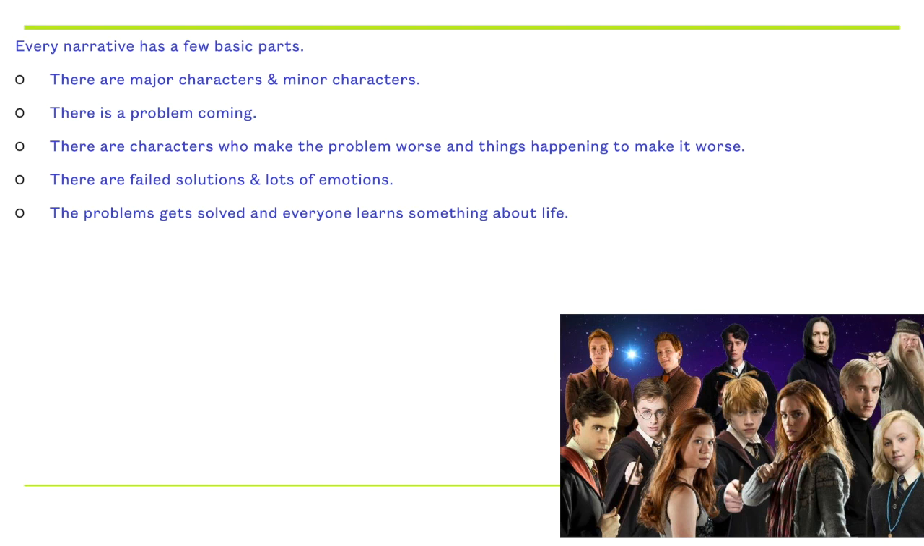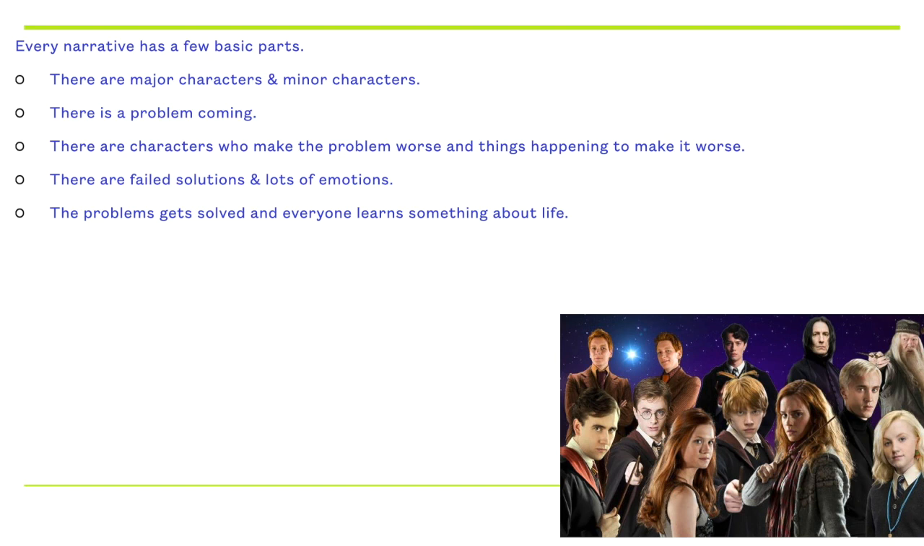So there are characters who make the problem worse, and sometimes accidentally make it worse, or sometimes on purpose make it worse. And then there's failed solutions. In the case of Harry Potter, sometimes they'll win temporarily, but then Voldemort always comes back, something worse, something harder. So the solutions fail, and there's lots of emotions. Hermione gives us hope, and whenever she fails, she says, I'm gonna dig deeper, I'm gonna try harder. But other characters make us feel angry when they fail. So each failure brings new emotion.